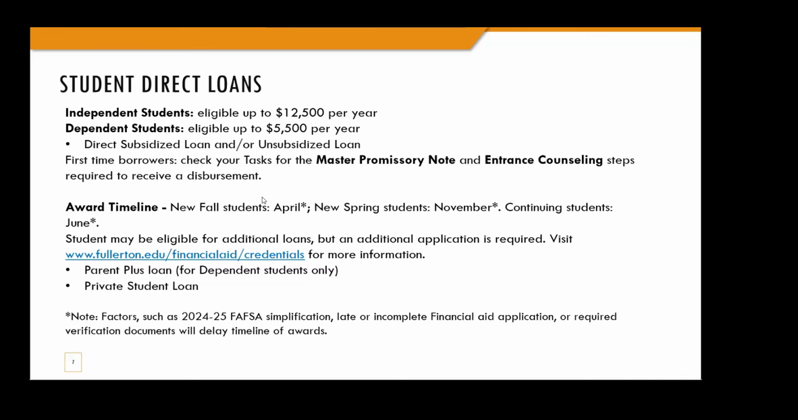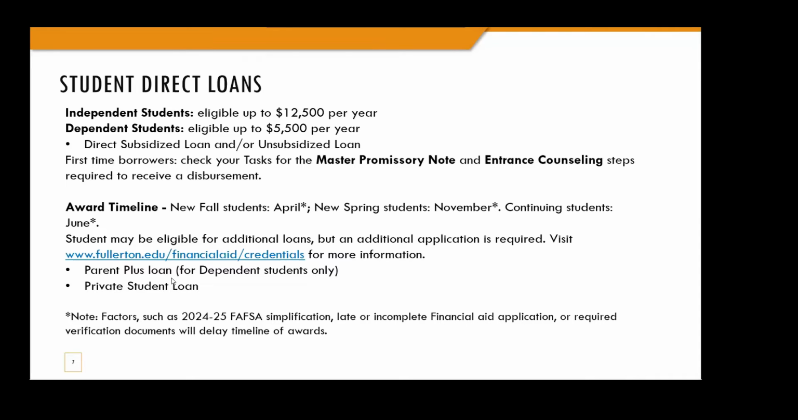And what is the timeline for this? Just like with the state university grant, if you qualify for loans or if you are offered student loans, the timeline is very similar to the state grant. If you are a new student starting in the fall semester, awards typically begin around April. A new spring student starting in the spring usually begins around November, and then continuing students, June.